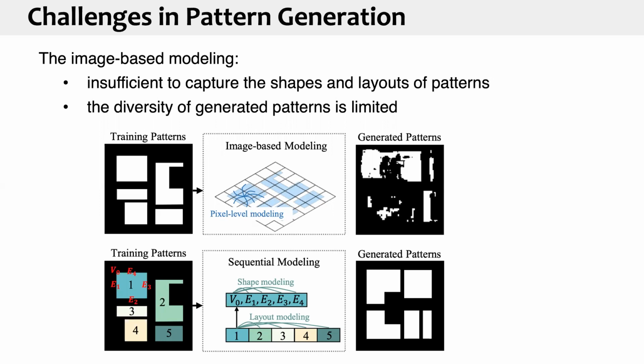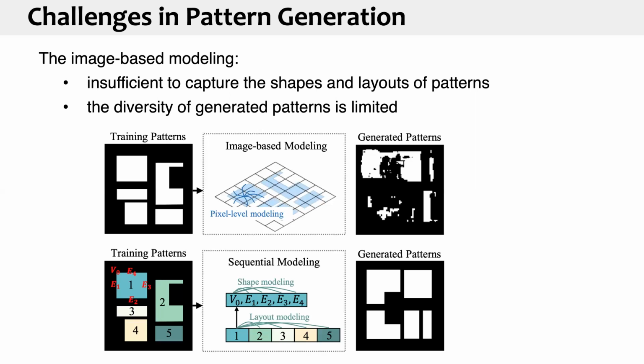In this work, we tackle the pattern generation problem from a brand new perspective of sequential modeling. The key to this idea is to design a highly structured sequential representation that explicitly describes the shapes and spatial layouts of the patterns, with the design rules learnt during training. To this end, we propose a novel pattern sequential representation that converts the 2D layout patterns into 1D sequences.